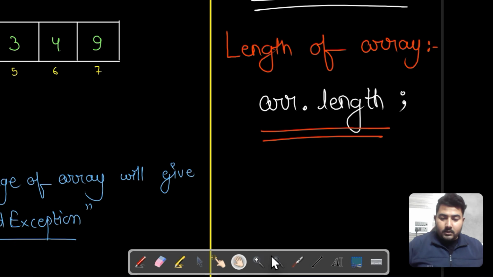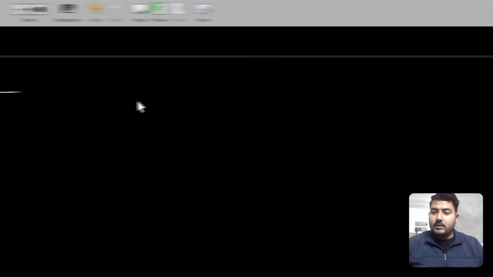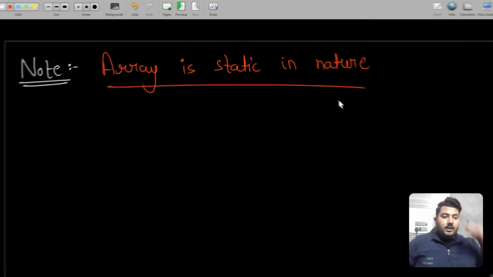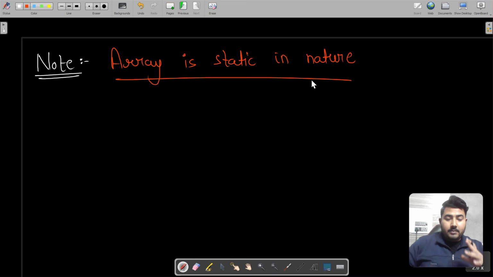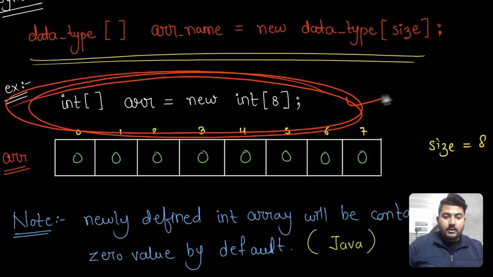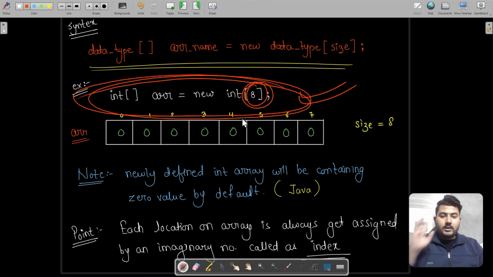Apart from this, another important point which I would like to mention here is there is one speciality in array. That is, array is static in nature. What do I mean by that? If some data structure is static, that means its size is not changeable. Once you have defined an array, just like what we did right here, once we have written this line and defined the size of the array as 8, in its entire future, it can never change its size. It will always remain size 8 only.